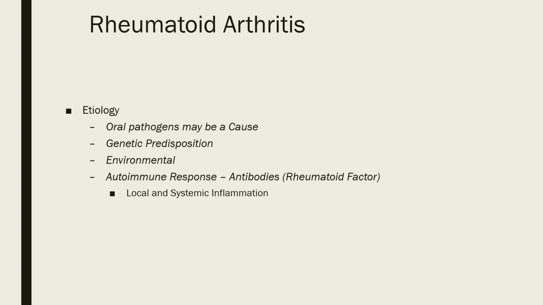Okay. Oral pathogens are suspected to be the cause. There's also a genetic predisposition, meaning if you have a family member that suffers from rheumatoid arthritis or RA, then you are more likely to suffer from it. There's also an environmental factor, and this is considered an autoimmune disease because there's an autoimmune response, meaning antibodies, particularly the rheumatoid factor, result in localized and systemic inflammation.